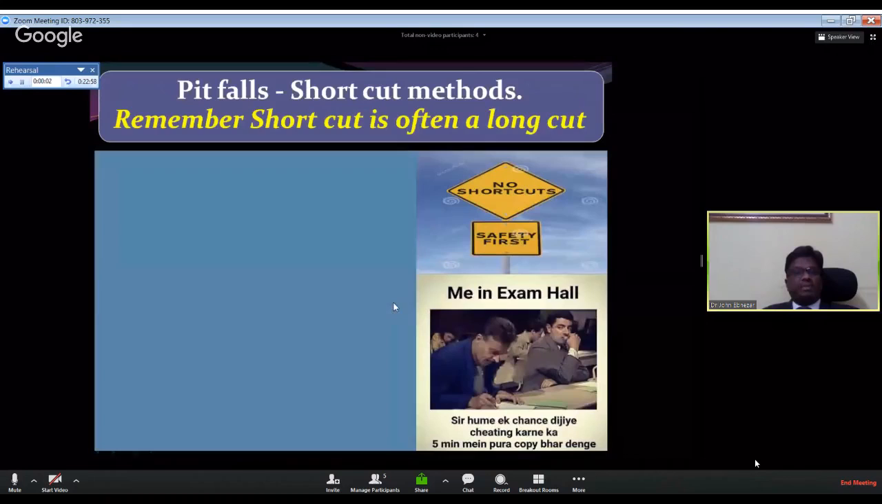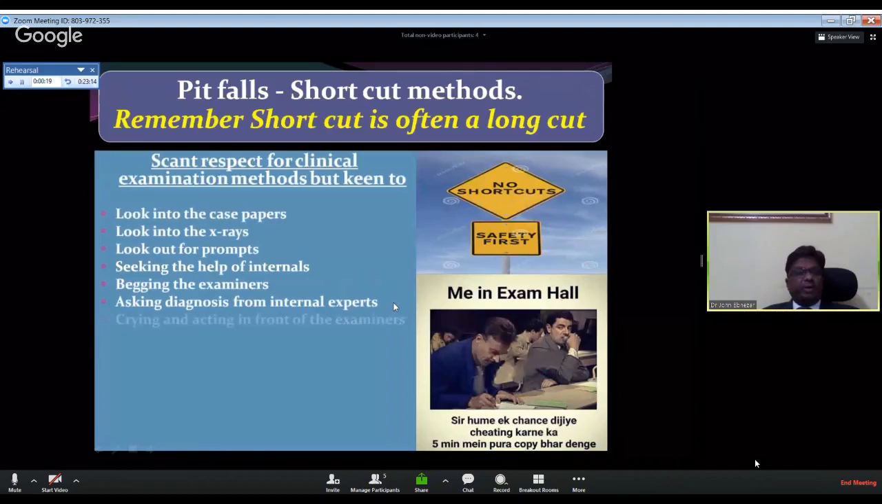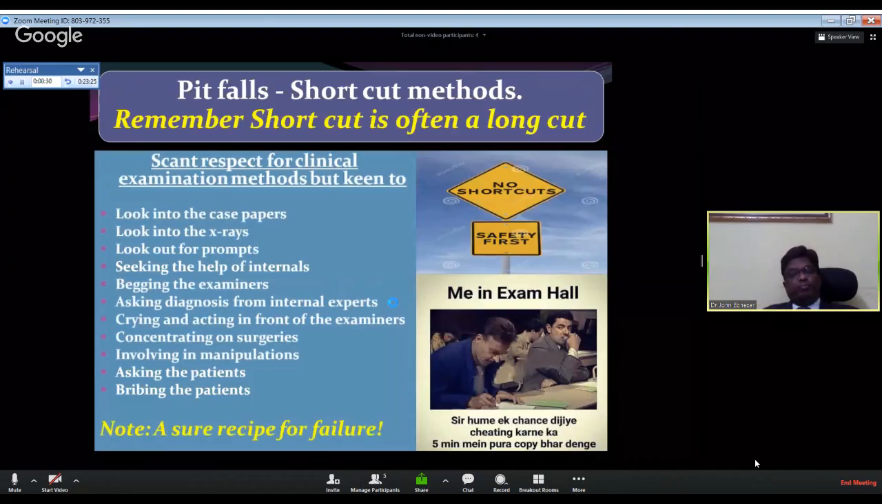So, skip respect for clinical examination methods, be keen to look into the case papers, keen to look into the x-rays, look out for prompts, seek the help of internals, beg the examiners, ask for diagnosis from internal experts, try acting in front of the examiners, concentrate on surgical techniques, get involved in manipulations, ask the patient, bribe the patient, and ensure a simple failure. What do students normally do?